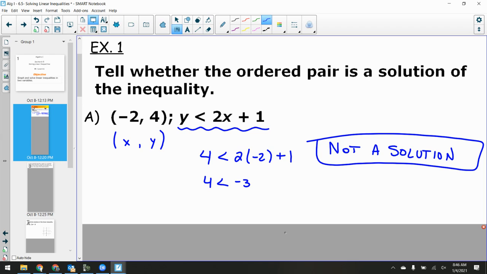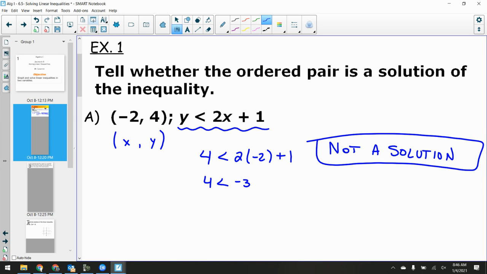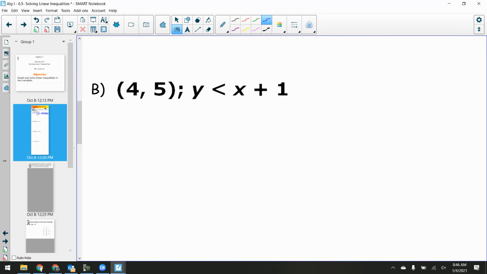Do the next one. Go ahead and do B. See if 4, 5 is a solution. Ooh, that's a great question. Let's take a look here. So 5 goes in. Is that a true statement? I'm going to say no. 5 is not less than 5. This would be a false statement, so therefore this is not a solution. Okay.